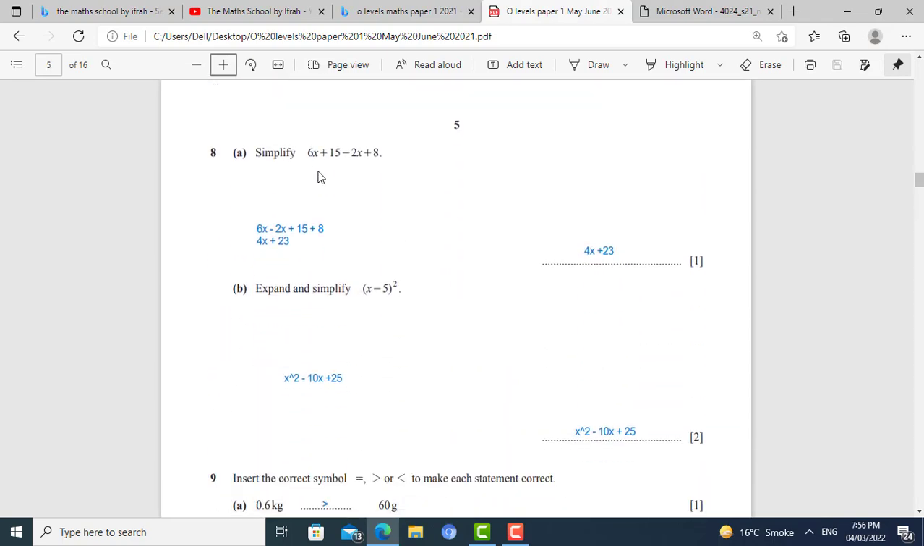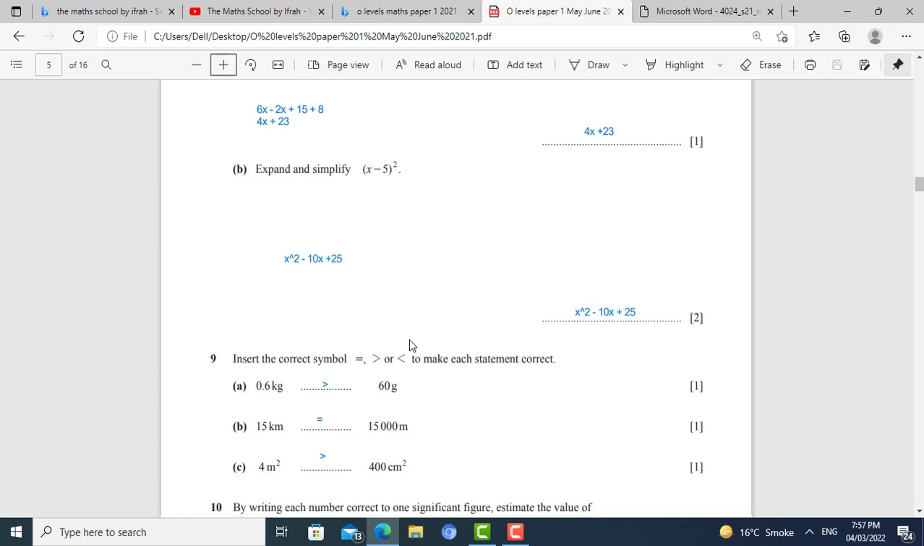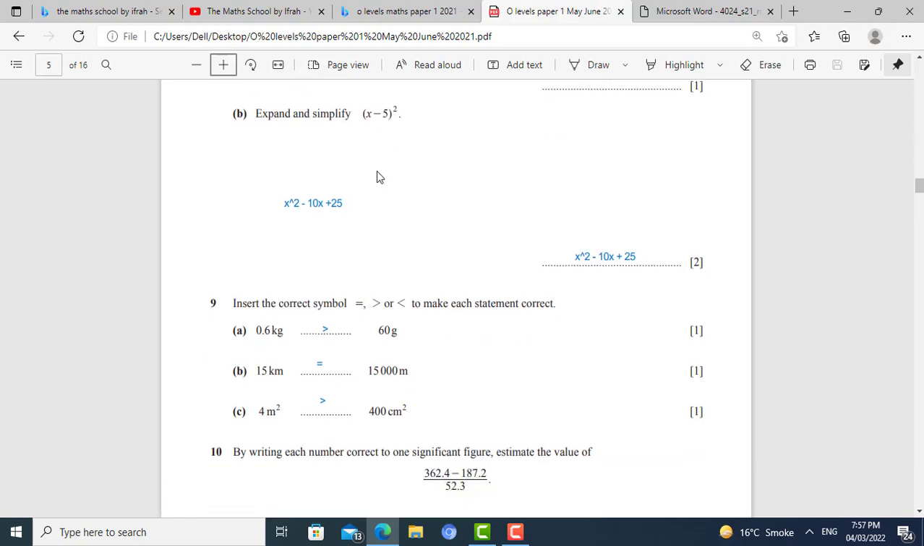Okay. Simplify 6x plus 15 minus 2x plus 8. So 6x minus 2x plus 15 plus 8. 6x minus 2x is 4x and 15 and 8 is 23. So 4x plus 23 is our answer. Expand and simplify x minus 5 whole square. So this is of the formula a minus b whole square, a square minus 2ab plus b square. So that turns out to be x square minus 10x plus 25. So x square minus 10x plus 25 is our answer.